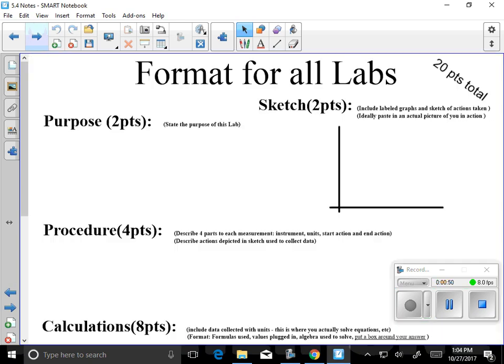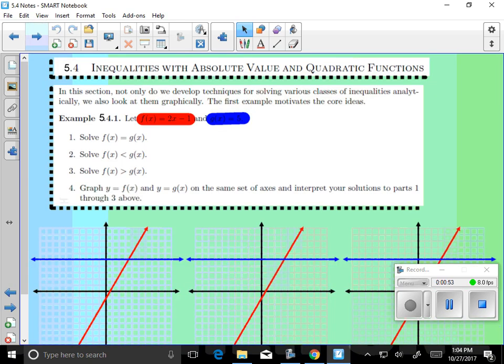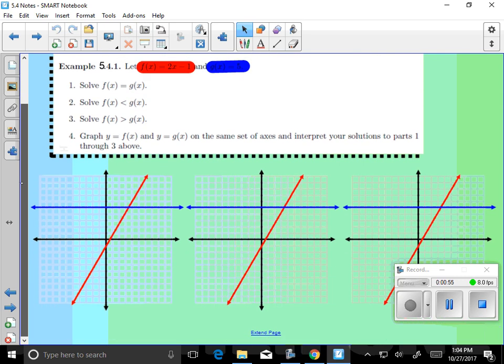Here's a tennis ball lab. You know the deal on that. Let's talk about inequalities and absolute values. Okay, let's go with number 1 here. Okay, look at number 1.